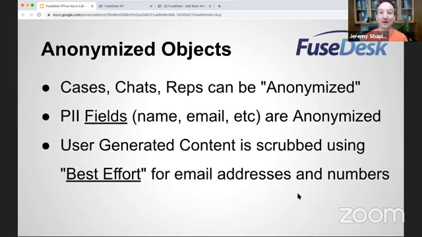Meaning what we do is we look and say, is there an email address in here? Is there a significant string of numbers that might be like a phone number or something like that? We'll go ahead and scrub those out. If there's anything more complex beyond that, for example, a street address or a phone number written out in a non-standard way that doesn't look like a phone number, or any other information that doesn't really fit the email address or numbers, that data might still be in there in the body of an email or in the note on a case.